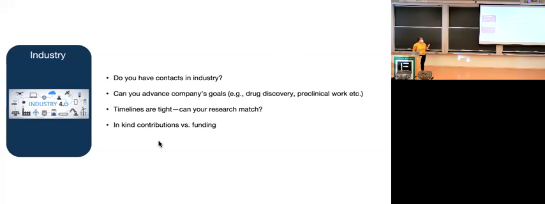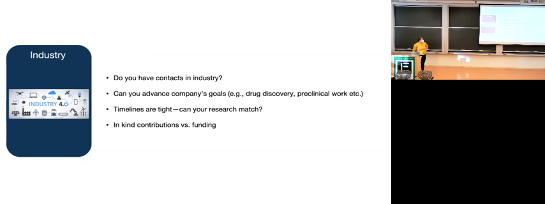In industry, build contacts in industry if you're interested in doing industrial research. This includes the pharma industry, but it might include places like Boeing. Can you advance the company's goals? If you're doing drug discovery, do you have an impact on drug discovery? Know that industry works on timelines that are completely distinct from academic timelines. Generally, you'll probably have some months to do the research as opposed to doing 2 years of research. That's that time constraint that we were talking about earlier.